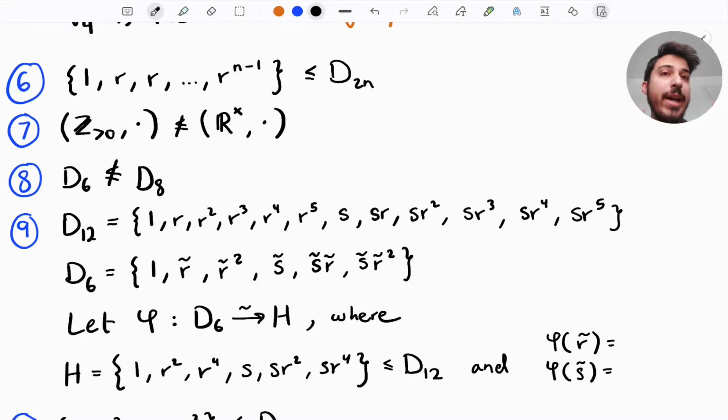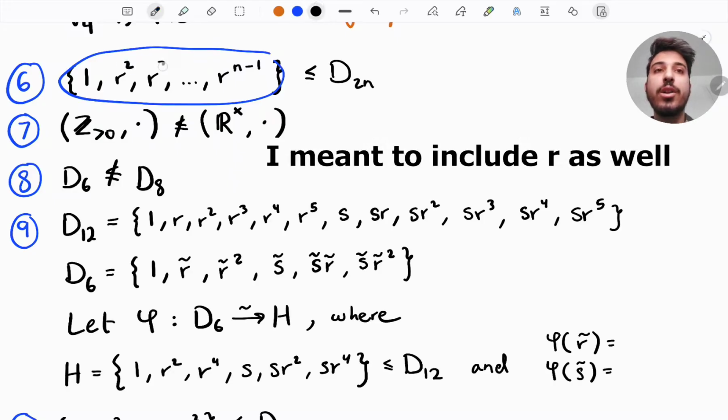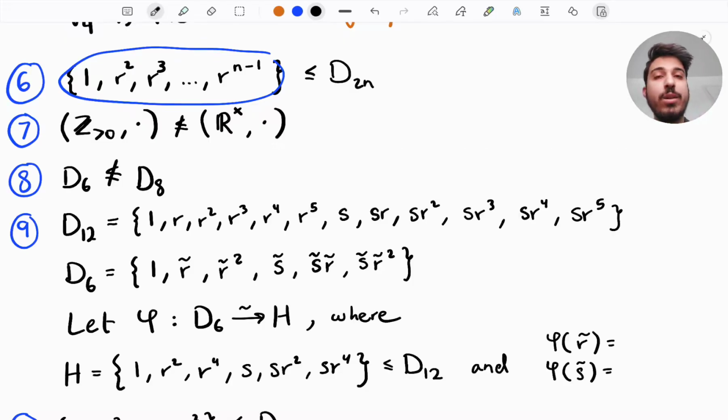For example 6, we have that in D2n, for any dihedral group, we can take the subgroup containing all the multiples of the rotations. So r squared, r cubed, all the way to r to the n minus 1 power. And we know that r to the n is equal to the identity, so it's just going to be a cyclic subgroup of D2n. If you do not know what a cyclic subgroup is, stay tuned. This will come in future videos.